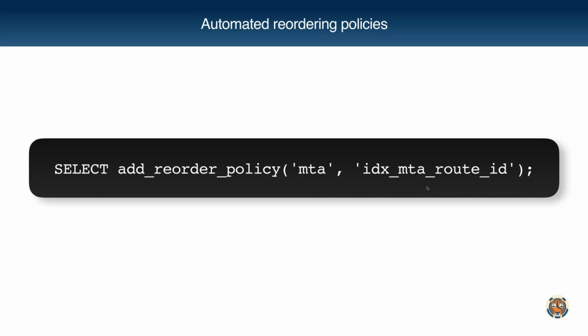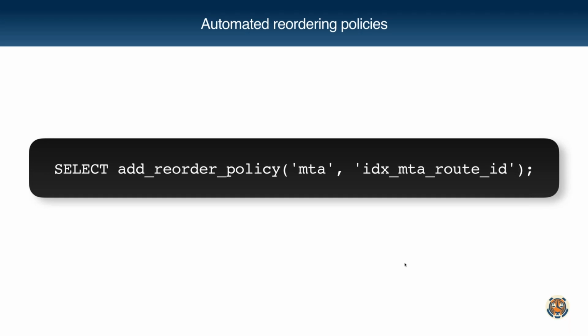So one of the new features in 1.2 is reorder policies, which allow you to declaratively define that, hey, I want this hypertable, MTA, to be ordered by this index.